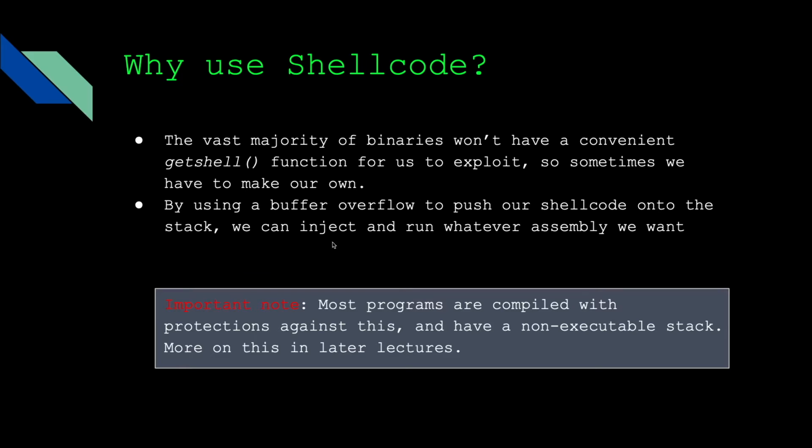Important note is that there are protections against this turned on by default in C programs. We have those disabled, of course, for these problems today. For this lecture, we won't be worrying about that. But because we're pushing our shellcode onto the stack and running it: usually the stack is not executable. This is called NX. The portion of the stack where we can write is labeled as non-executable, so nothing we put there can actually be executed. But today, it will be.